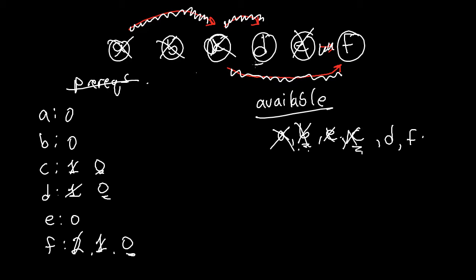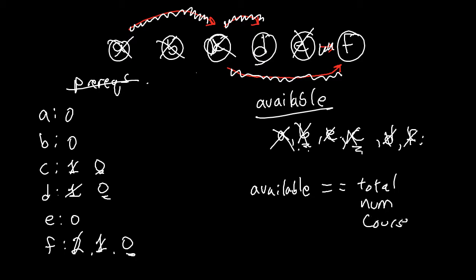We take D, D doesn't go anywhere, and we take F. And you can see here, the number of available courses that we ended up taking was equal to the total number of courses that was offered in this catalog. Therefore, this is a good catalog. You can take every single course in it. So that's how we will simulate taking all our courses.